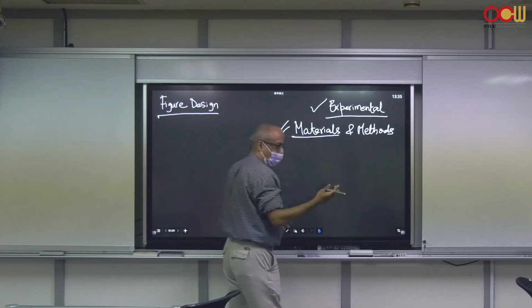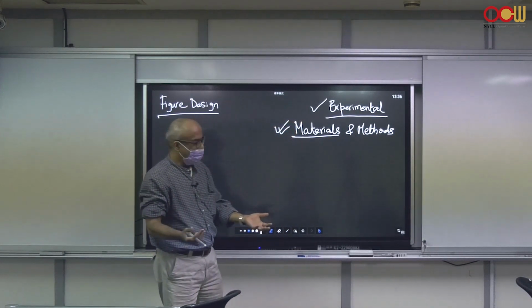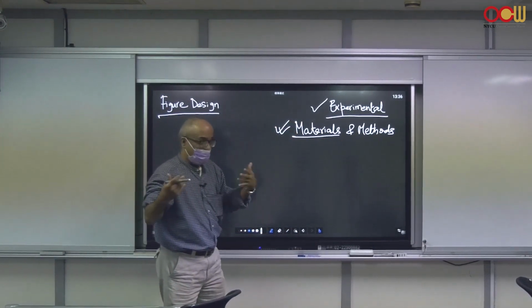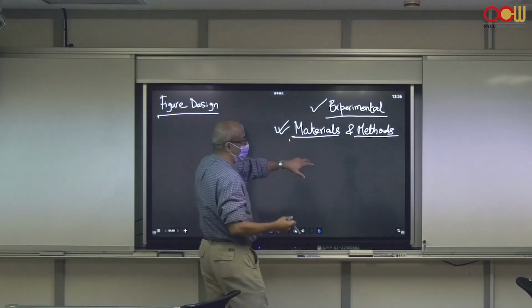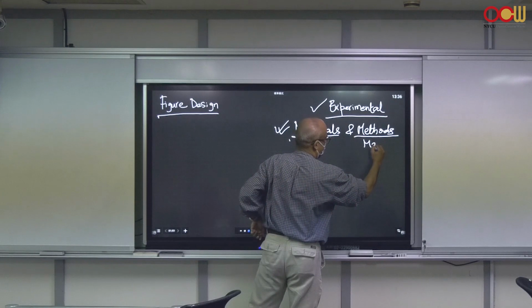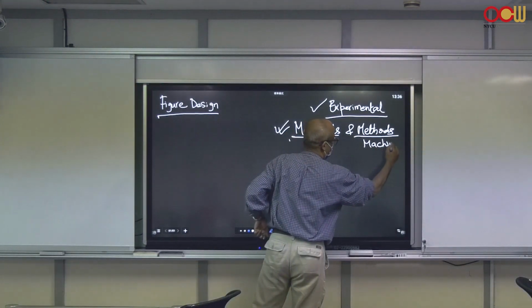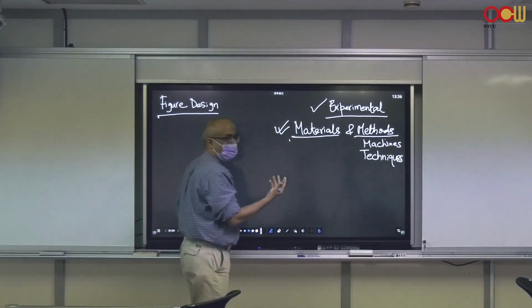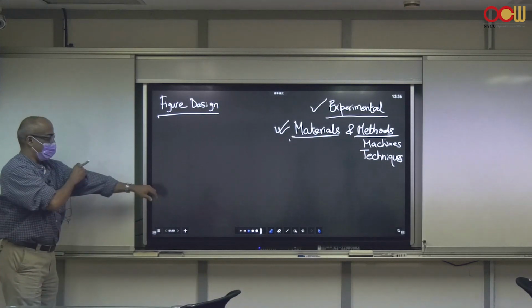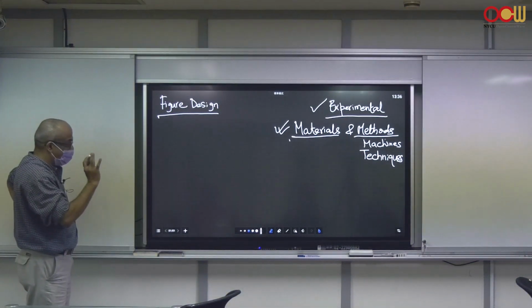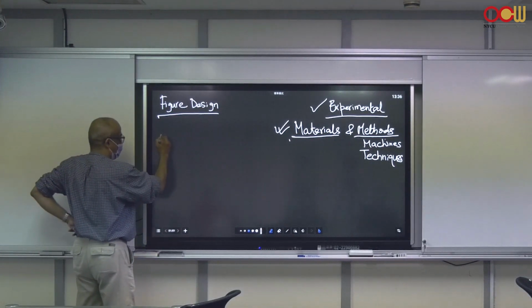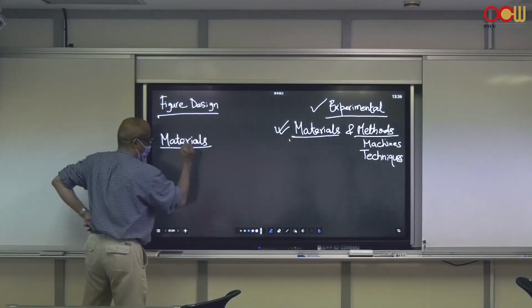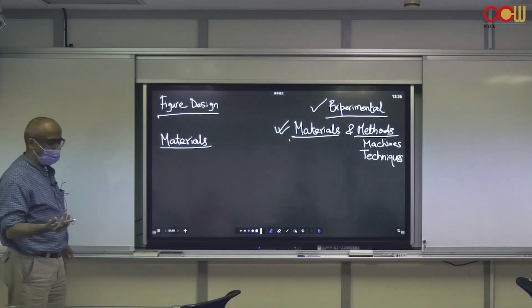Materials means what kind of materials you are using, and methods means what experiments you are using. So basically this is the things you buy and use, and these are the machines or the techniques that you are using. When we write materials, it's not very easy. So let's say we are talking about materials first. What kind of materials you can use?